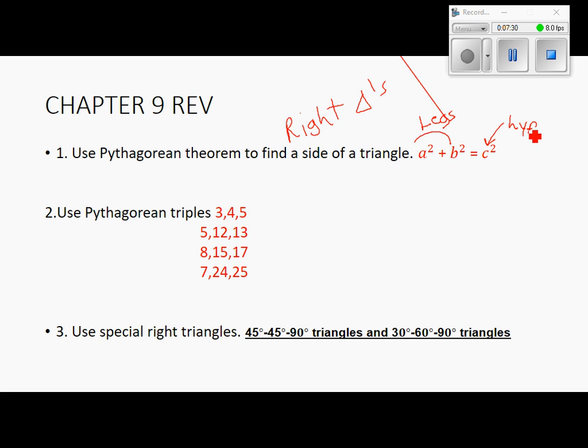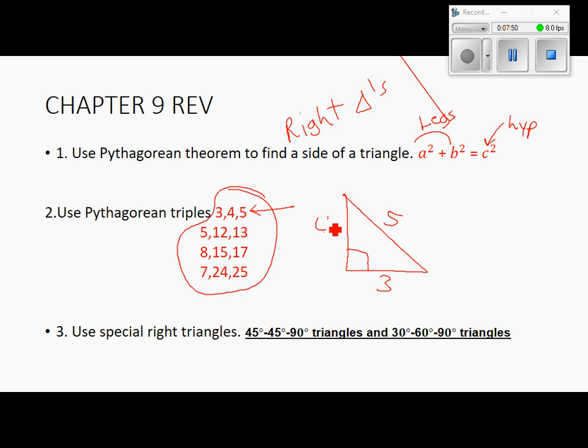Some of the things with the Pythagorean theorem, the Pythagorean triples, if you can use those, it makes things easier a lot of times. So if you're given a right triangle and you know one leg is 3 and the hypotenuse is 5, then we can use this 3, 4, 5 Pythagorean triple and know that this other leg has to be 4. And along those same lines, it could be double or triple or times 10 or whatever for those.